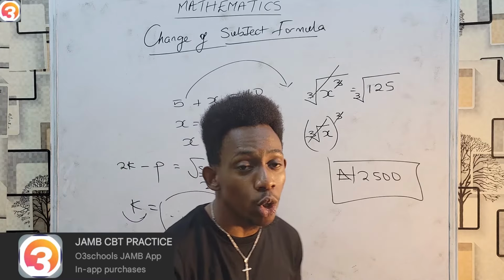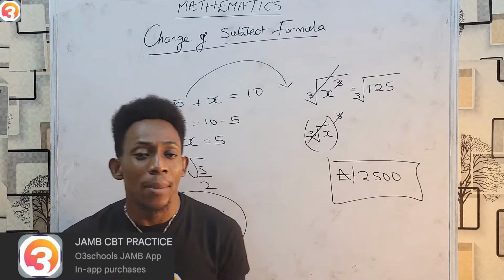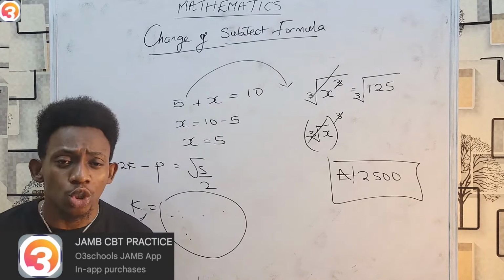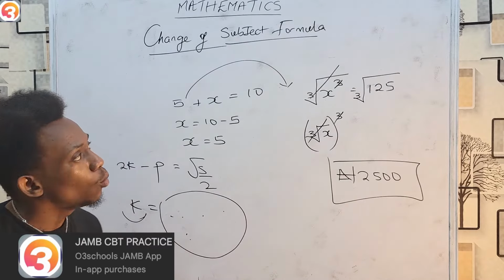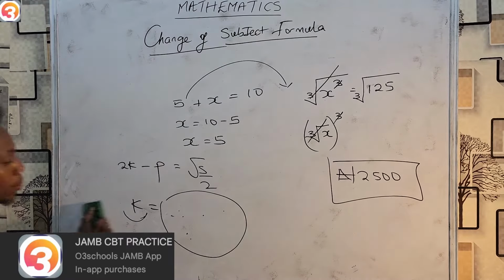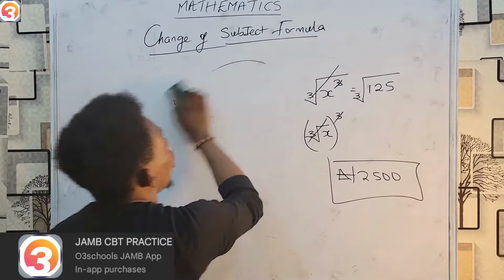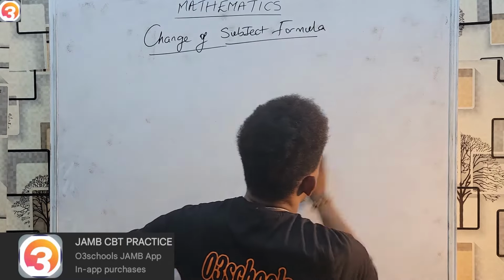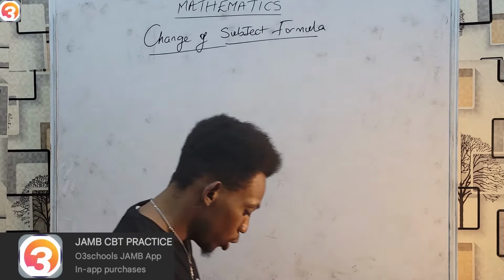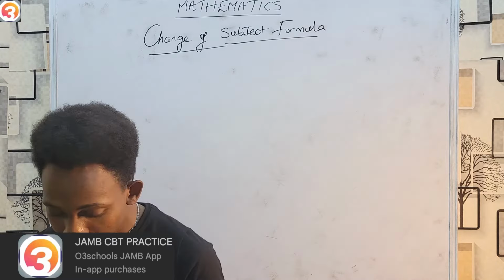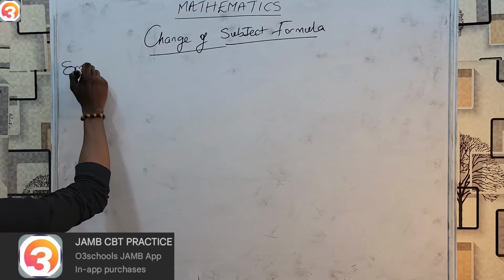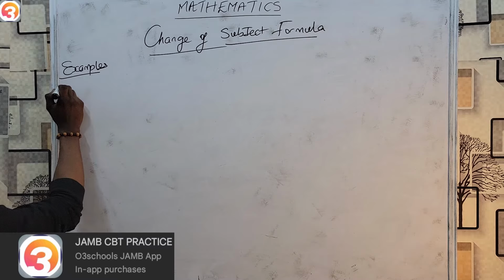And now the easiest way to show you how we can solve questions is actually by solving questions. So we simply have to open our O3 Schools JAMB app, and we're going to solve a couple of questions so you can see the general method when dealing with change of subject formula. So let's just wipe the board and open our O3 Schools JAMB application. All right. So once you open, our first question we shall attempt comes from the year 1997, and that is question number 12.